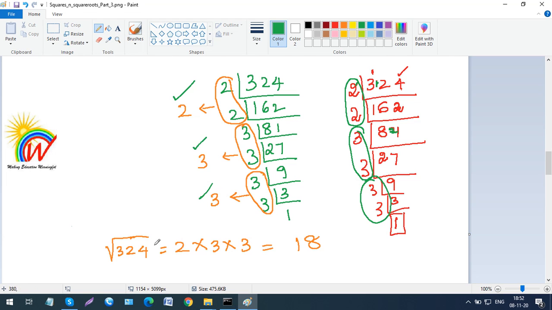Then your square root of 324 is 2 times 3 times 3, which is, 2 3s are 6, 6 3s are 18. Got it? So 18 is the square root of 324. Alright? Okay, fine. So now let's look at this one.